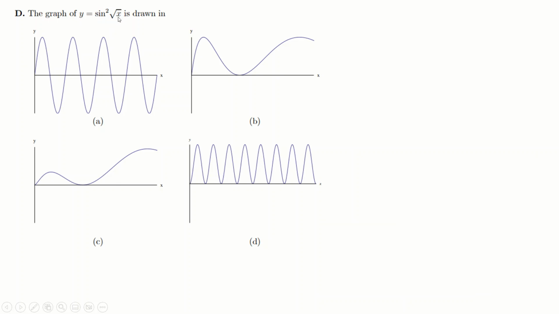And whatever sine of root x is, when you square it, it's going to be positive. So y can only take positive values here. So this graph is immediately gone because it has y taking negative values, which can't happen. Anything squared is positive, or 0, so it can't be this graph here.